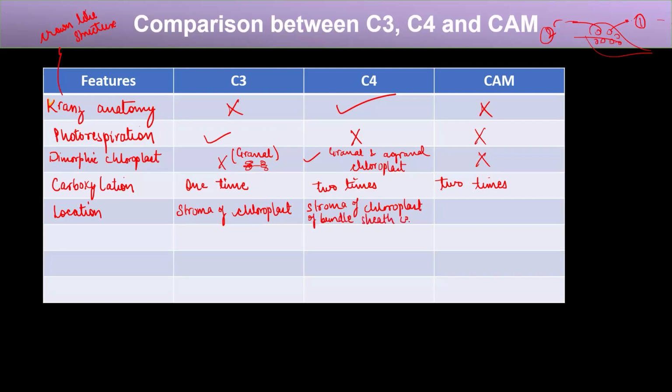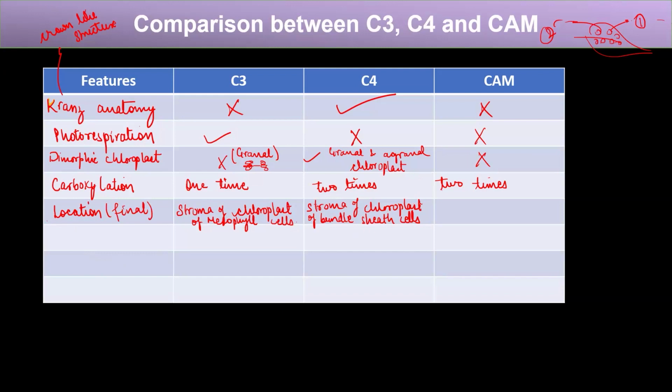Bundle sheath cells. While here the location is the stroma of the chloroplast of mesophyll cells. I'm representing it. Mesophyll cells. So the location I'm talking about is the final carbon dioxide fixation. It is taking place in the chloroplast of the mesophyll cells, while this is taking place in the chloroplast of the bundle sheath cells.